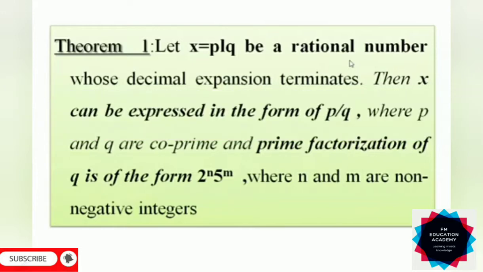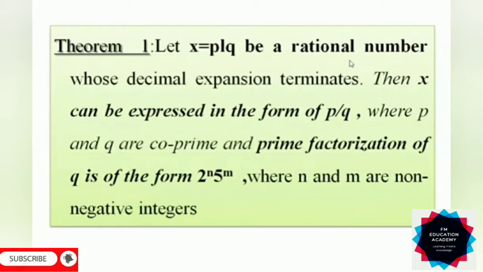Theorem: let x = p/q be a rational number whose decimal expansion terminates. Then x can be expressed in the form p/q, where p and q are co-prime, and the prime factorization of q is of the form 2^n times 5^m, where n and m are non-negative integers. That is, n and m should be positive integers here. And suppose if I convert this rational number in terms of decimal, then the decimal expansion which I get is terminating.